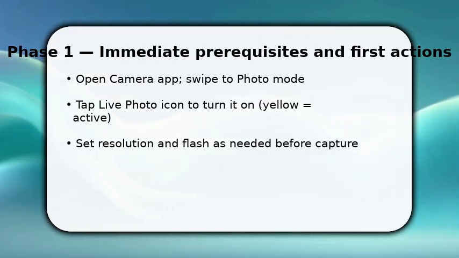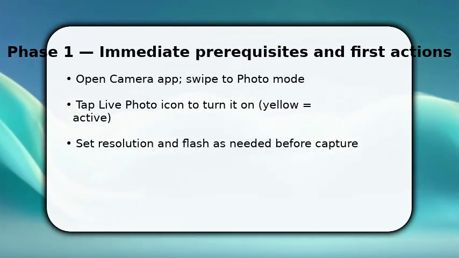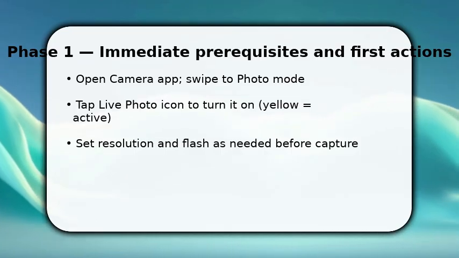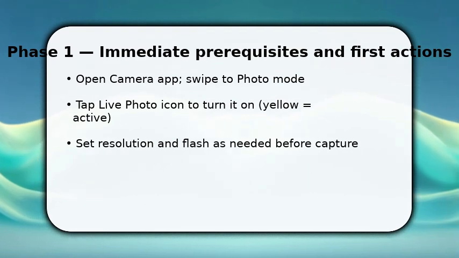Once done, make sure resolution and flash settings match your scene so the phone won't crop or disable the feature. You'll capture both a high-quality still and a 1-3-second motion clip. This is why Live Photo gives context that a normal photo cannot.